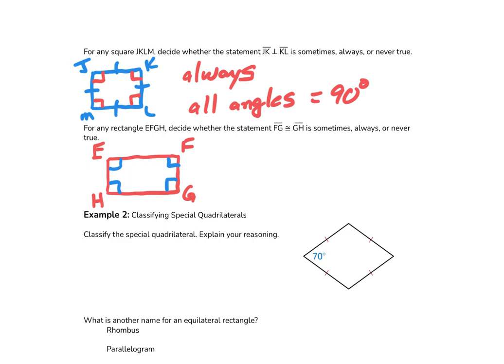I mean, I know we don't have anything labeled, but on all rectangles, will these always be congruent? No, because think about what a rectangle usually happens. This might be 4 and this might be 7, right? These two sides don't have to be the same length. What would make FG and GH the same length? If it's a square, okay?